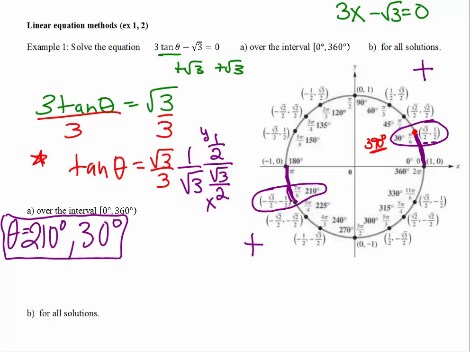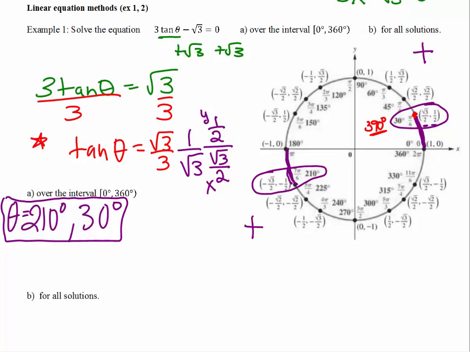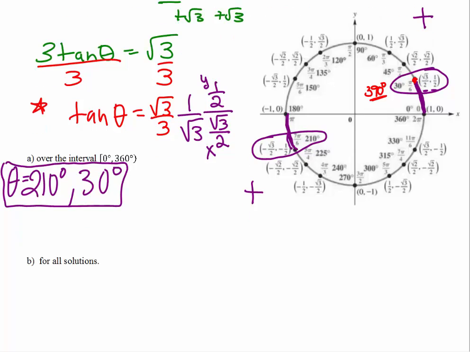So when we're looking for all possible solutions, there's a couple of different ways that we can write this. Looking for all possible solutions, one way to do it is to take each angle and add multiples of 360.